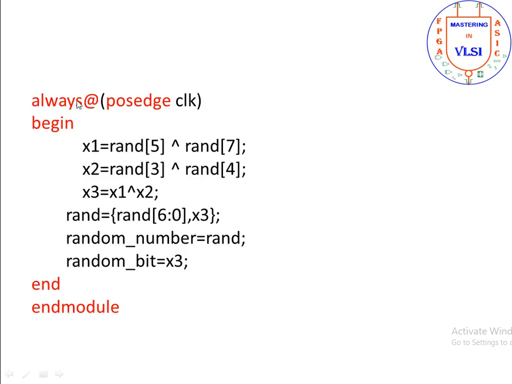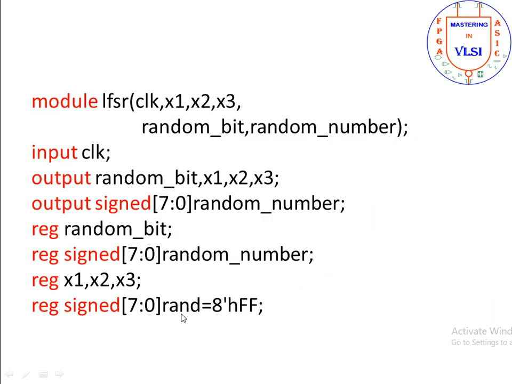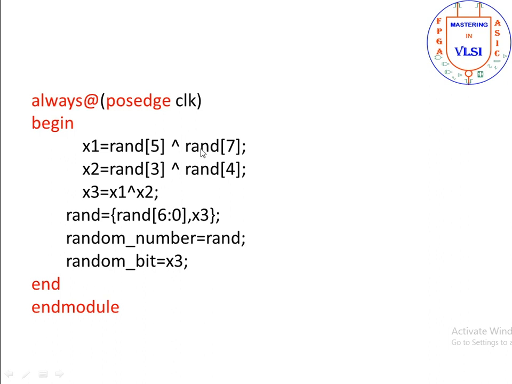This is the concept. Always we have to go for sequential logic with the passage of clock, so on every positive clock edge this will execute. x1 is equal to, where random is the local signal, these bits 5th as well as 7th, because the bits are numbered from 0 to 7, or 7 down to 0. Accordingly I have taken 5 and 7, and 3 and 4 for the XOR gates, and the output also comes here. These curly braces are the concatenation operator, and the concatenated result is assigned to random_number, and random bit also. This x3 is the random bit. Since we have used begin, end must come, and the endmodule is completed.